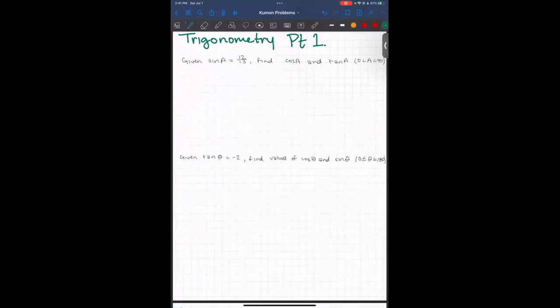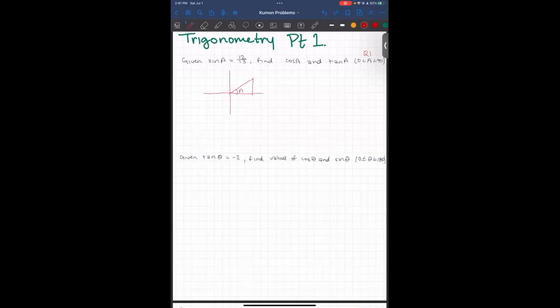So first let's look at this parameter. This parameter means that A is located in quadrant 1. So the first thing that I would do is actually draw out your coordinate plane, and I would draw just a triangle to begin in quadrant 1. And this would be your theta. Okay, or in this case, we'll do an A.